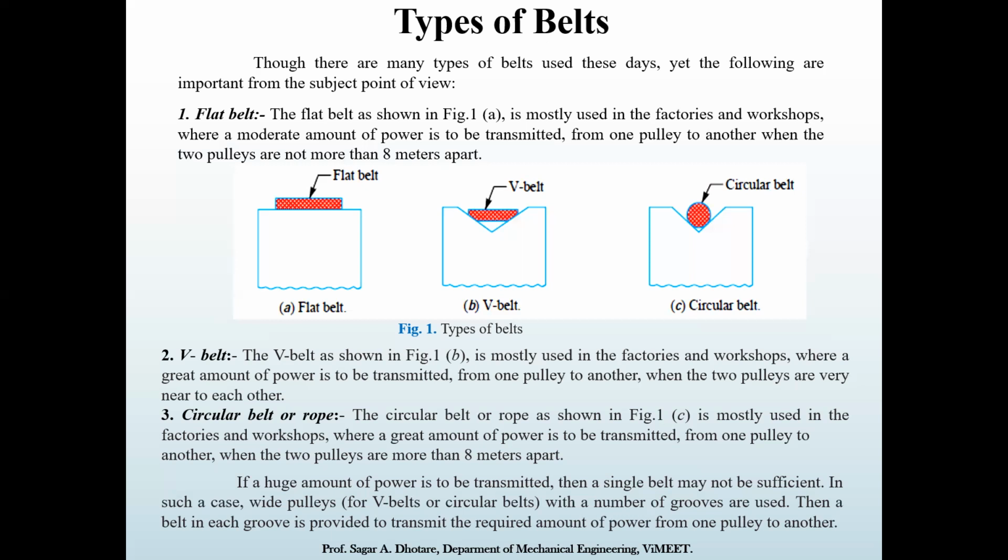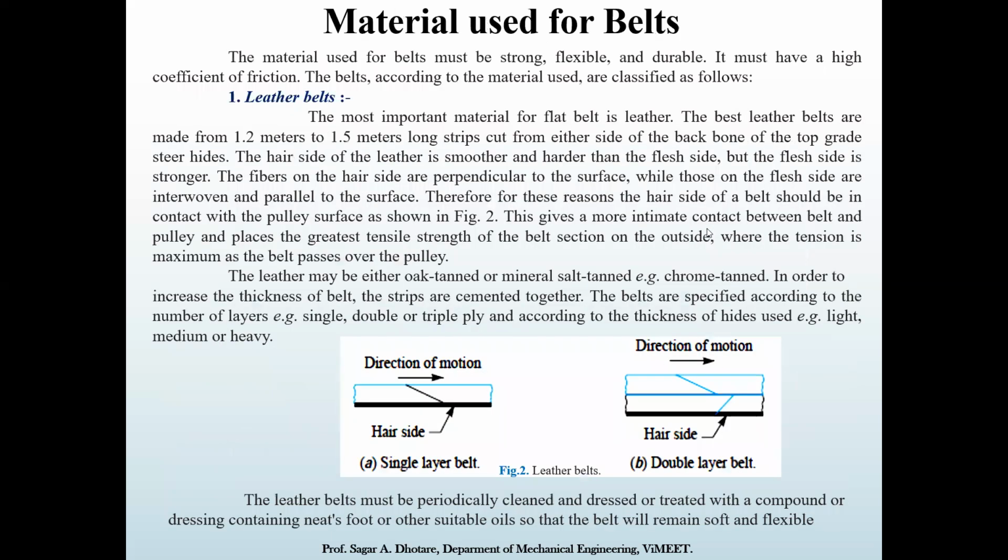So generally, at a lesser distance, if more power is to be transmitted, the V belt is suitable, and at a higher distance, if more power is to be transmitted, the circular belt is suitable, but we need to increase the number of grooves. Now the most important segment, that is the material to be used. There is a timing belt also, which can be used in most two wheelers.